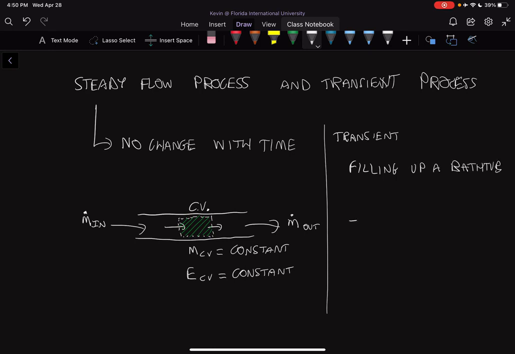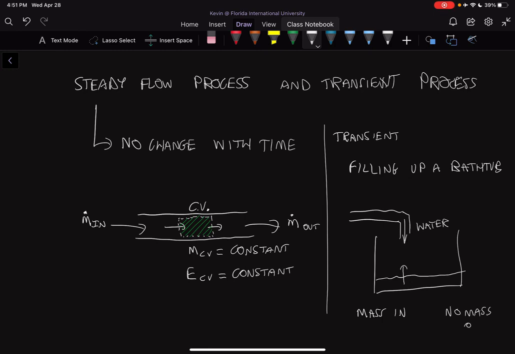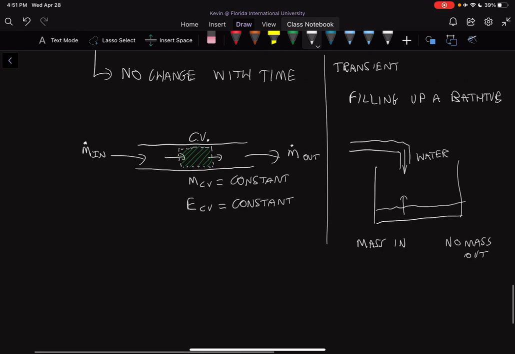So if you fill up a bathtub, you have your sink or whatever with your water coming in, and you're filling this up with water. Over time, this is going to increase the amount of water. The mass in, there's going to be mass in and there's going to be no mass out, for example. Which means that overall, our mass in our control volume, let's assume that our control volume is this control volume right here.